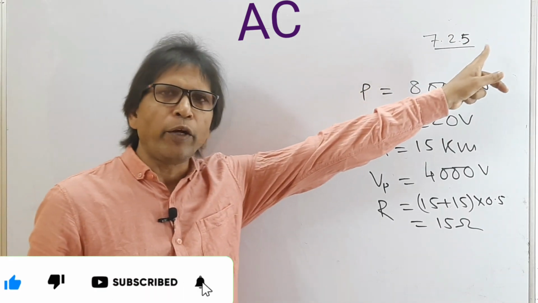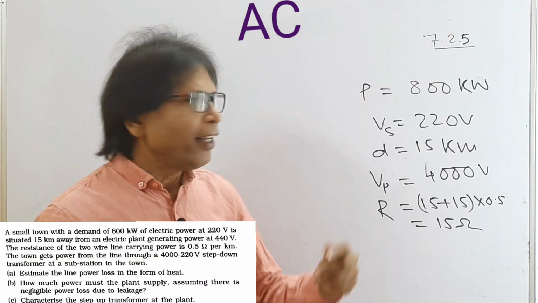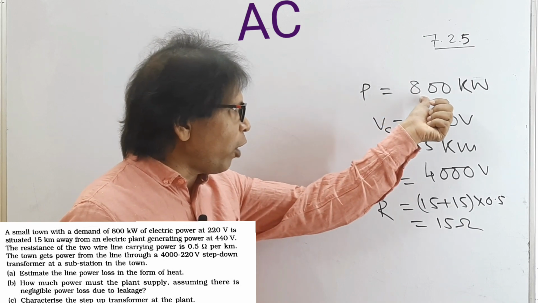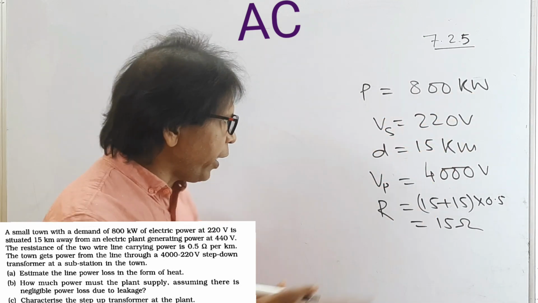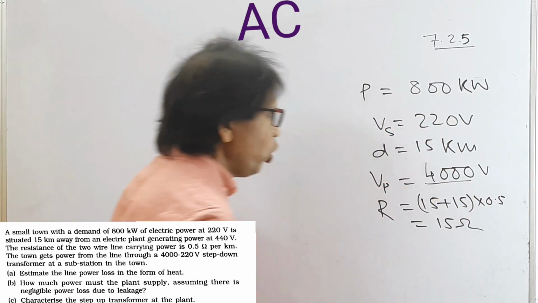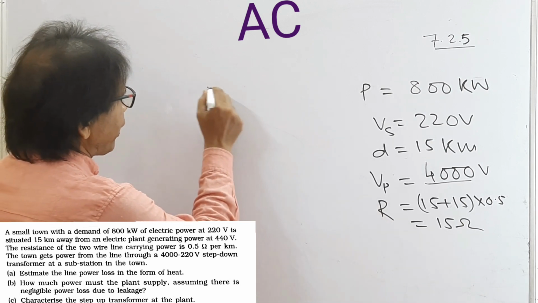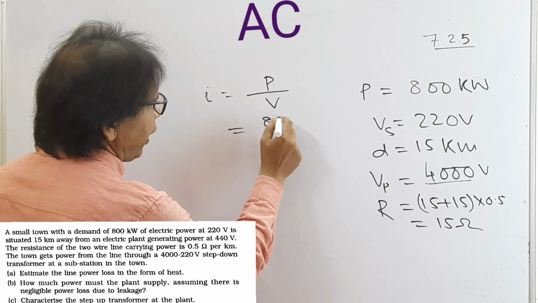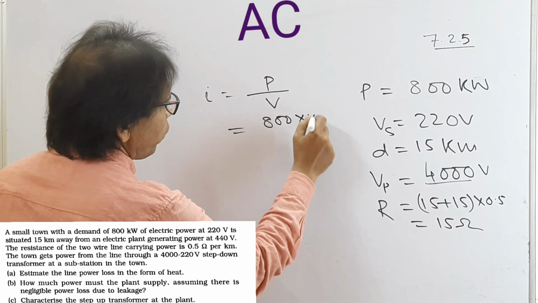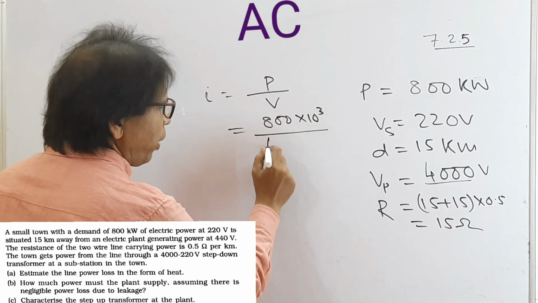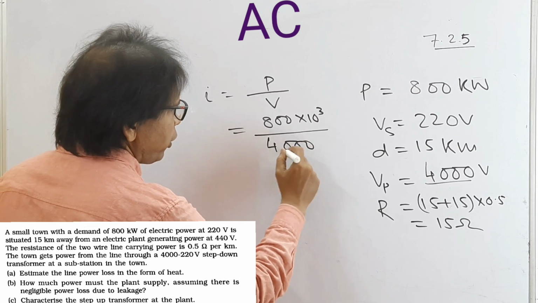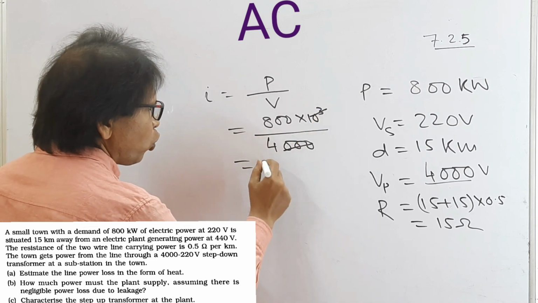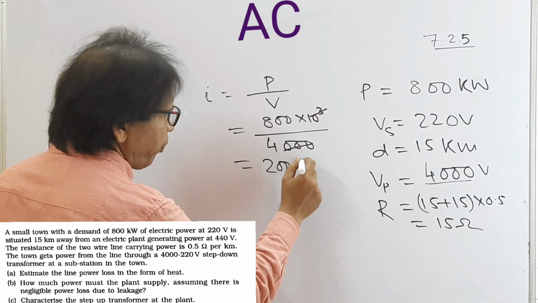Now 7.25. Look at this. The AC power 800 kilowatt is transmitted at this voltage. So look at this, current I equals P by V. So this is 800 into 10 to the power 3 divided by 4000. This and this cancel out. So this is 200 ampere.